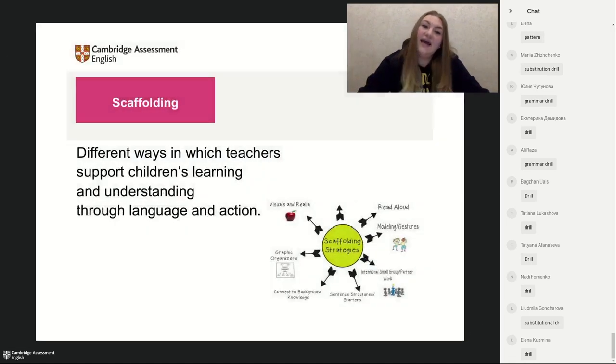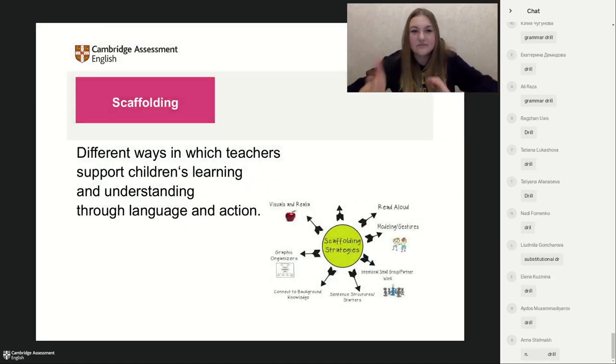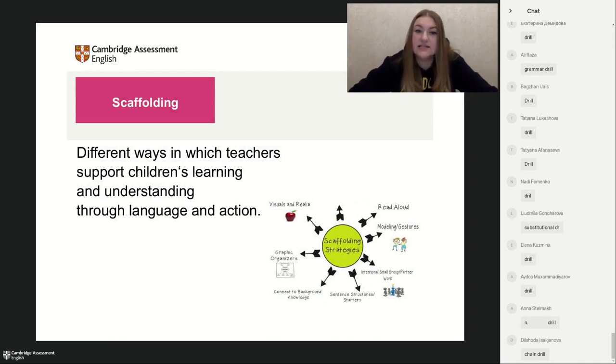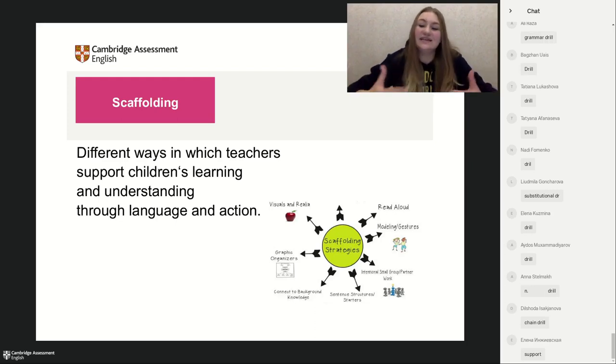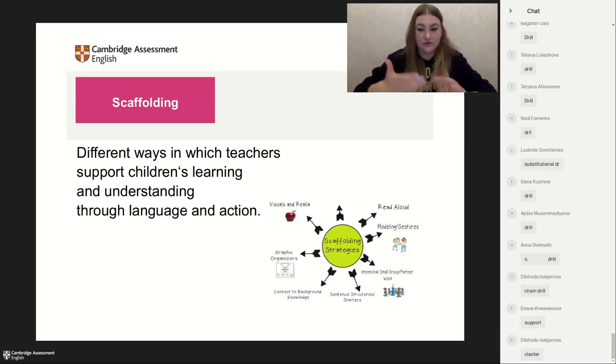Yes. Okay, now let's move to the next component of part three. So this is scaffolding. And here in the picture, you can see the basic teaching strategies the teacher can use in the classroom. But what is scaffolding? Scaffolding is the different ways in which teachers support children's learning and understanding through language and action. So that's our support, yeah? That's something that we do to support our children to make their learning fun, easy, but of course challenging at the same time, yeah? So this is our support, right?